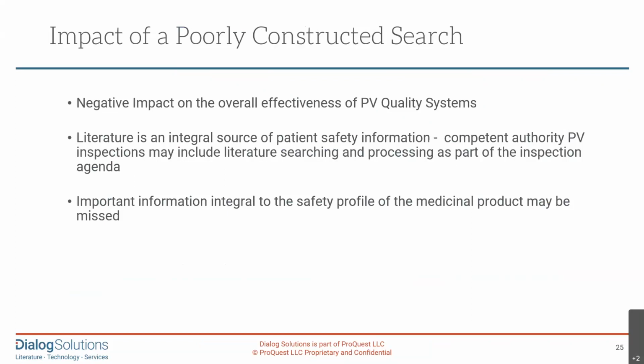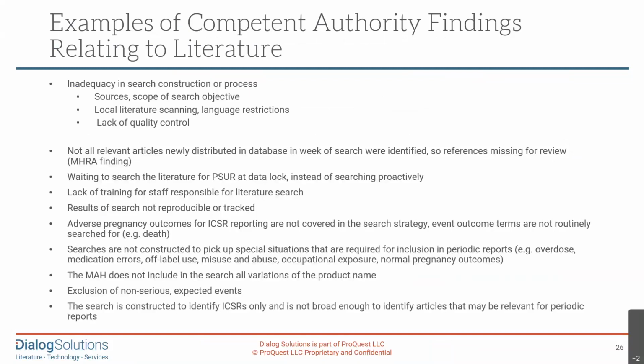And these are some of the examples that have been collated over the years of competent authority findings relating specifically to literature. So they do look at the sources used, they do look at the search and how it's been constructed, they do make sure that there's oversight of the quality. Local literature is important and it needs to be demonstrated that that's being reviewed. Missing references obviously are easy to identify as a finding.